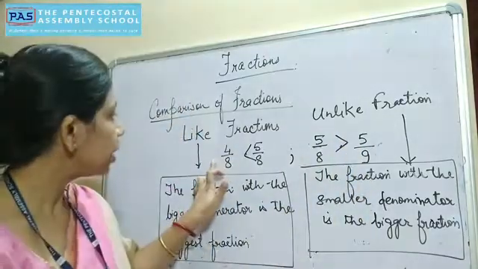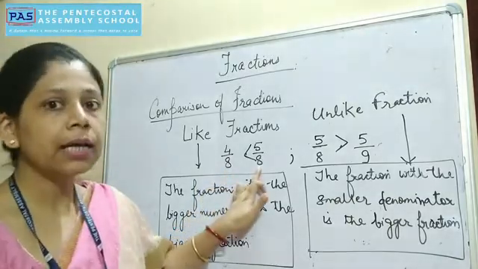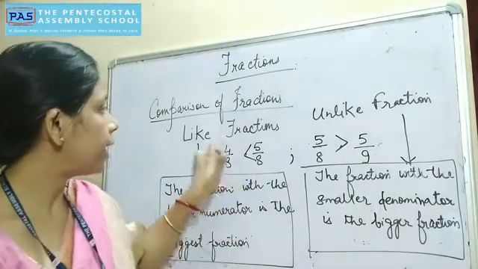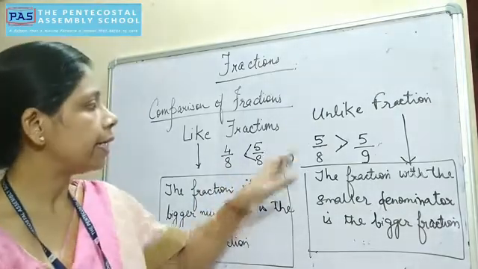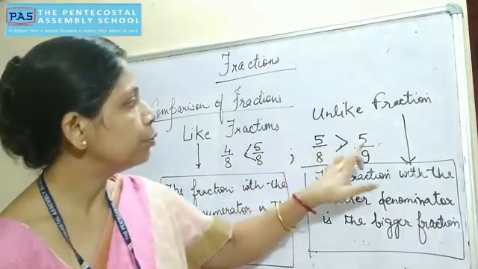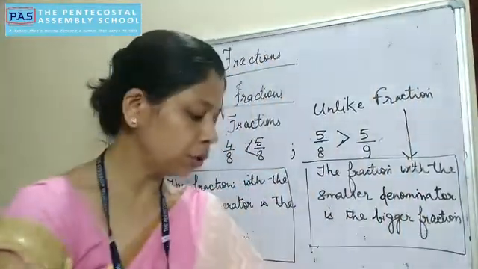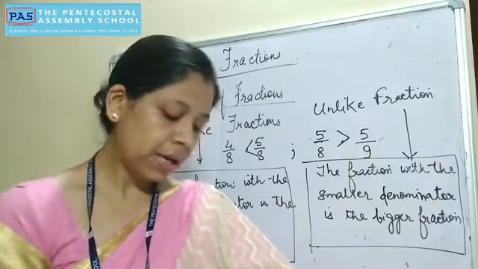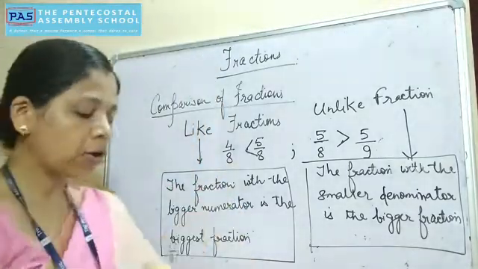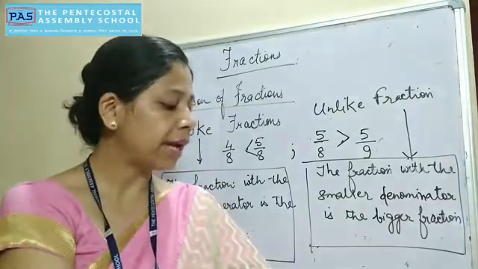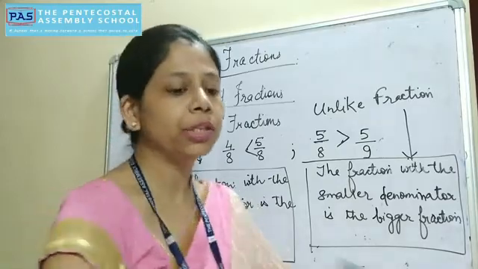Like fractions are those in which the denominators are the same. And in unlike fractions, the denominators are different. If you look into your book, underline this: fractions with the same denominator are called like fractions, and fractions with different denominators are unlike fractions. So we are just going to compare these.